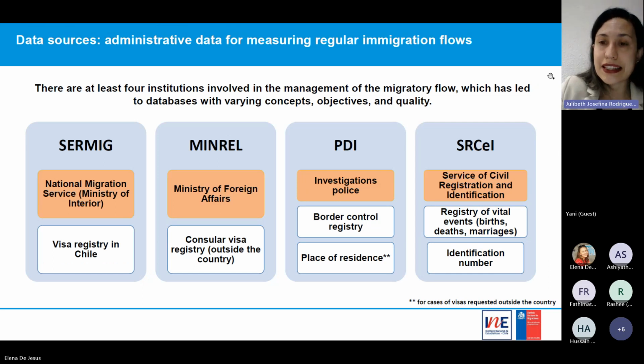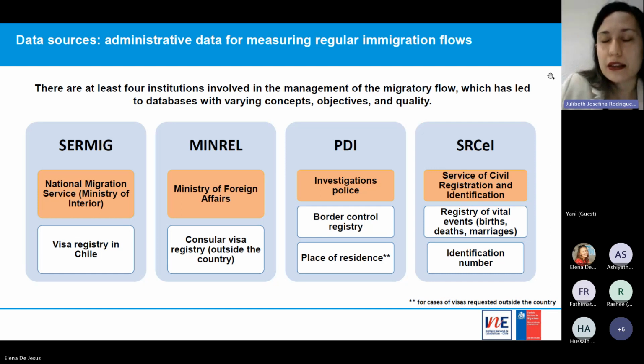So given the recent increase in immigration in Chile, the issue increased rapidly in political significance. And all of these circumstances led us to the creation of an institutional organization of coordination with the objective of providing a new and only official figure of the migrant population. So now we are going to see some of the main sources and the institutions that participate in our estimate.